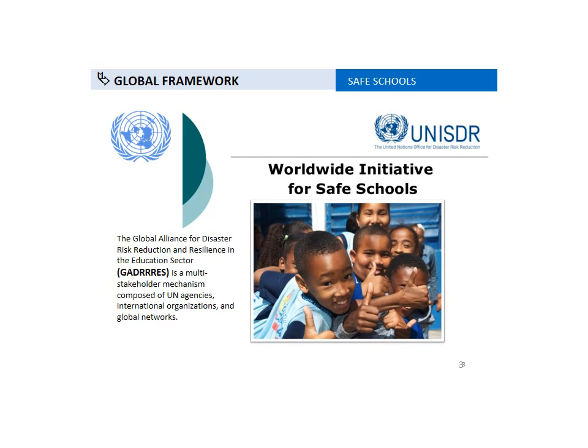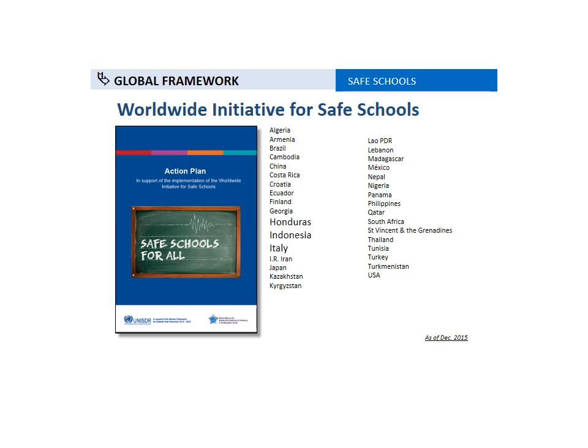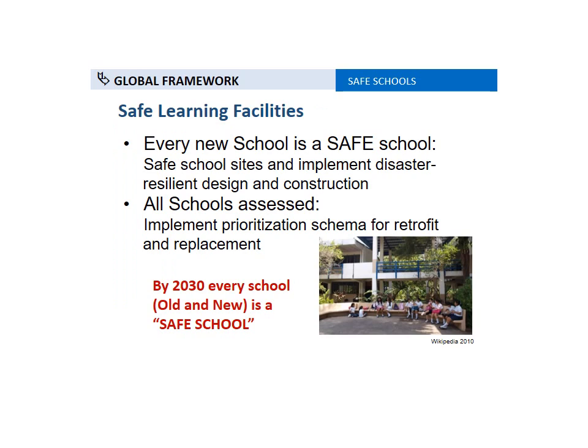Another very important framework is from the Global Alliance for Disaster Risk Reduction and Resilience in the Education Sector, a worldwide initiative for safe schools, which has been signed by more than 35 countries that agree to implement it. One of its most important aims is that by 2030, every school, old and new, is a safe school. What we mean by safe schools is that every new school that is built has to be based on a safe site and has to implement disaster resilient design and construction. And all schools that have been built have to be assessed and prioritized in terms of making sure they are safe, either through retrofitting or replacement.